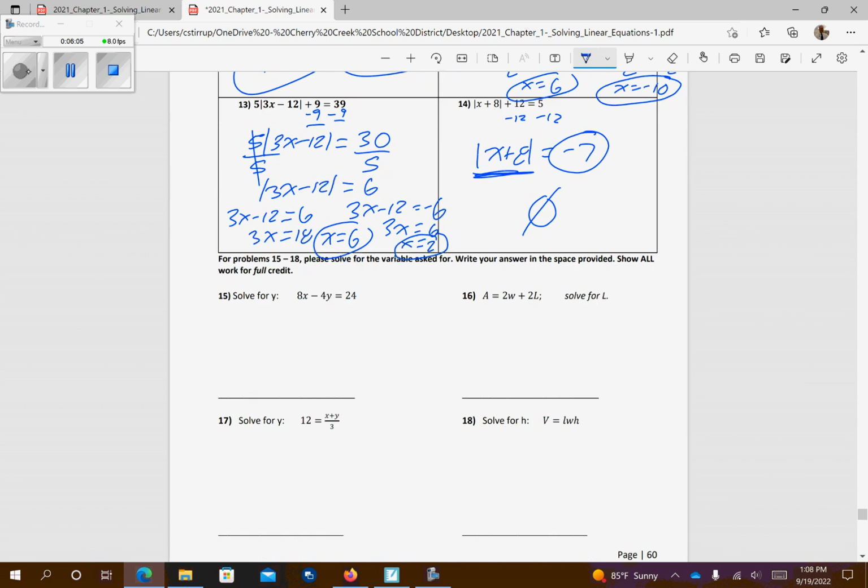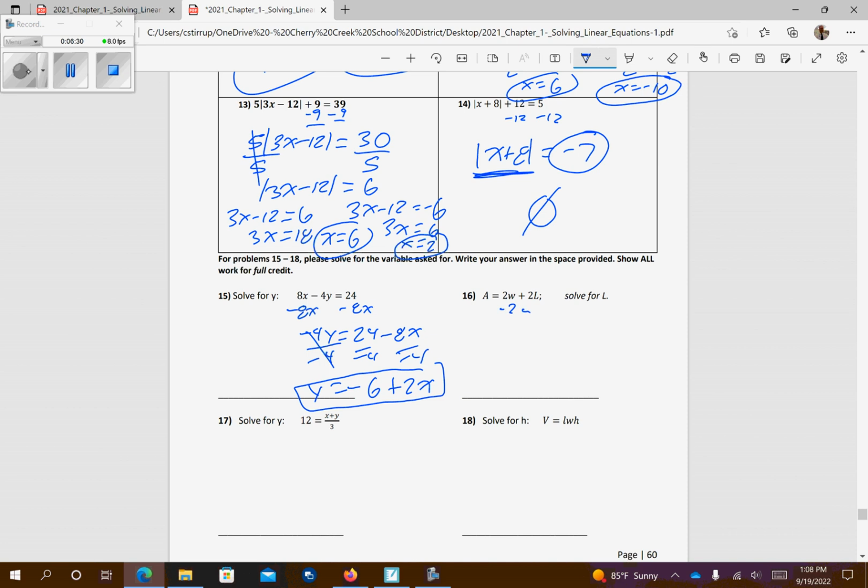Okay, now on number 15, we want to get y by itself, so I'm going to subtract 8x from both sides. So I'm going to get negative 4y equals 24 minus 8x. Divide everything by negative 4 because we want to get the y by itself. Those cancel. That's going to give me negative 6 plus 2x. It's positive because negative over negative is positive. There's our answer.